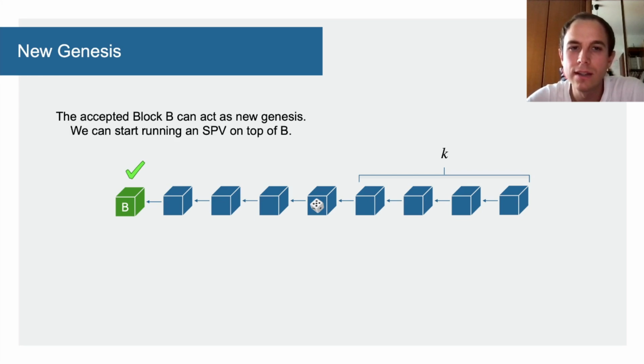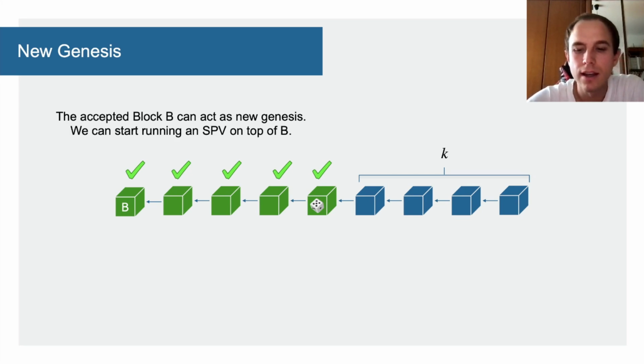Because we know this is stable and it's fairly new, we can start running an SPV on top of this block, and we start listening for blocks that build on top of this block. If we see that these blocks are part of the longest chain building on top of B, and they have k confirmations, we can also consider these blocks as stable. So this is kind of an extension on this Blink scheme.